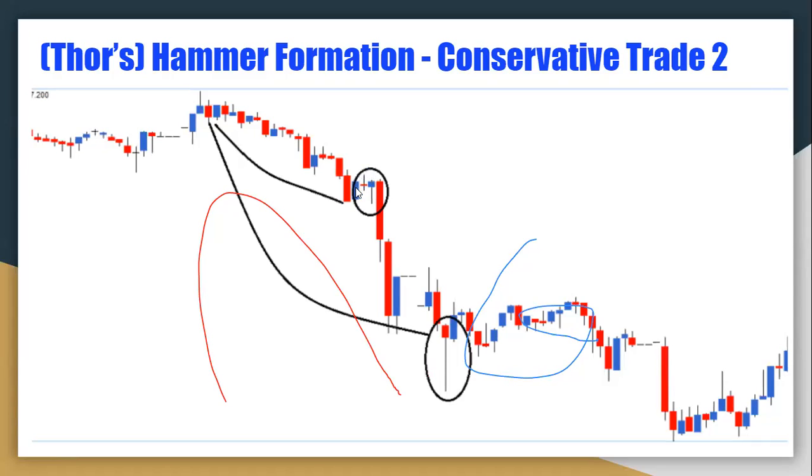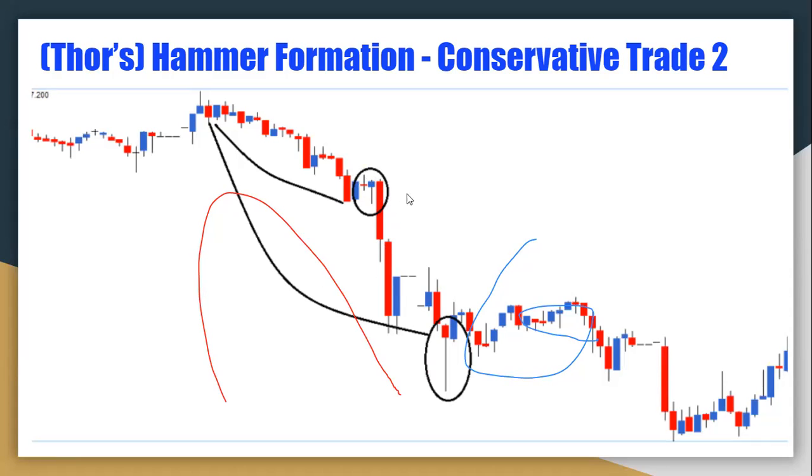Both Thor's hammer and doji are occurring. So first a doji is occurring, which is indicating uncertainty, and then Thor's hammer is occurring. But again, a risk-taking trader would have entered on the same day, but a conservative trader wouldn't even have entered.